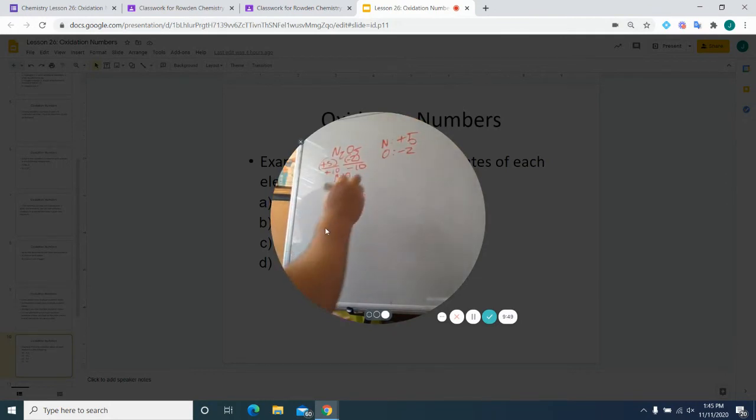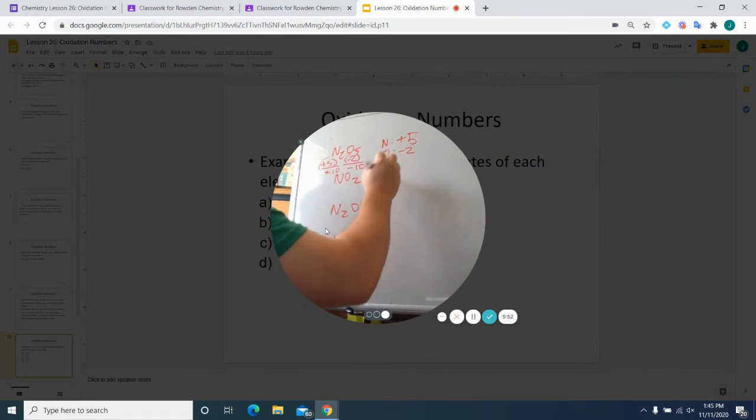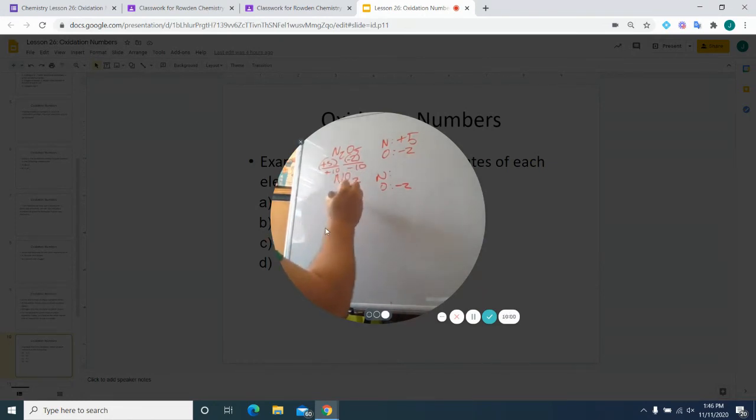Let's do NO2. We don't know N, but we do know O. O is always -2. So O is -2. How many O's are there? There's 2 of them. Negative 2 times 2 is going to make negative 4. Nitrogen has to balance that out. So nitrogen has to be plus 4, and there's only one nitrogen, which makes it easy. So nitrogen here had to be plus 4.